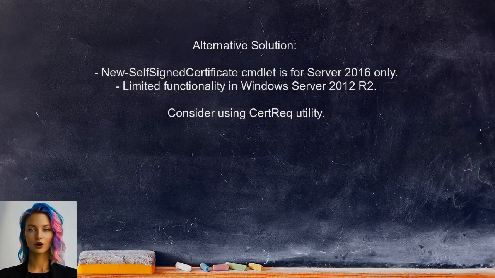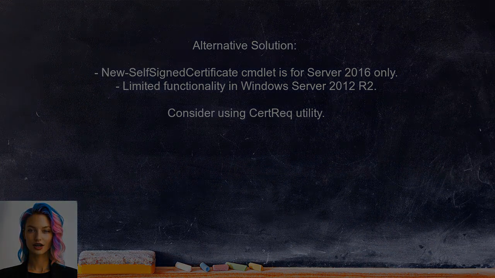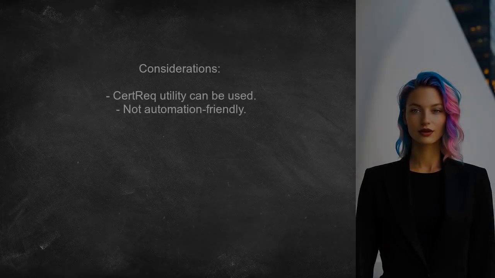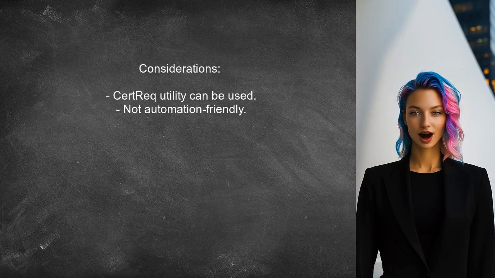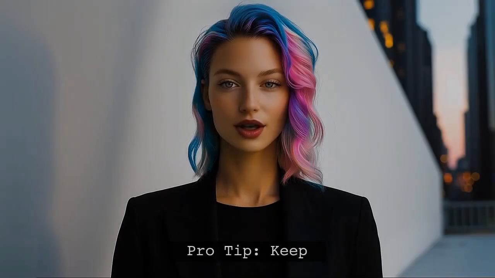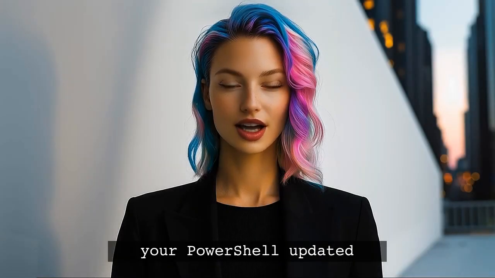An alternative approach suggests that the New-SelfSignedCertificate cmdlet with advanced parameters is only available in Windows Server 2016. For Windows Server 2012 R2, the cmdlet is limited and may not meet your needs. The user also mentions that while you can try using the certreq utility, it is not very automation-friendly, which may complicate your process.